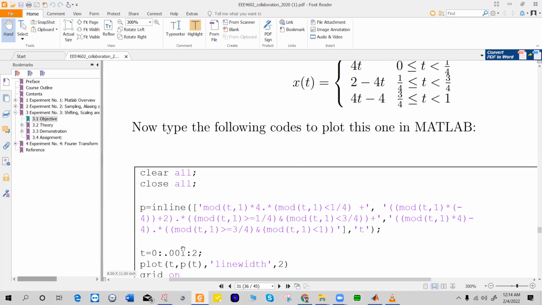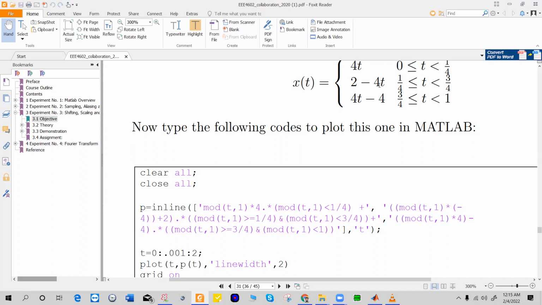Rest of the things is easy. So you see 4t, it's simple, mod(t,1) into 4. So it is actually 4t. I'm not discussing this part now, I'll discuss it after a few minutes. So this is your 4t done.